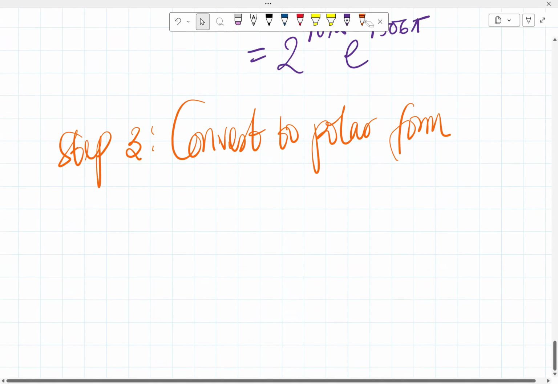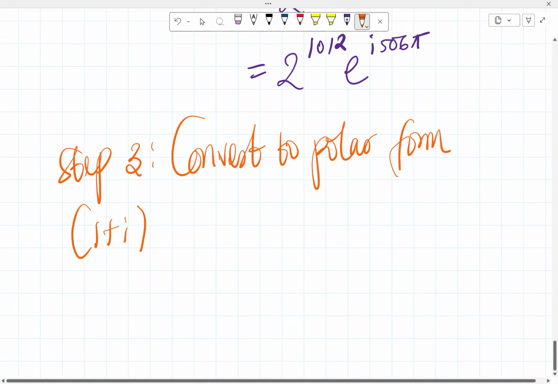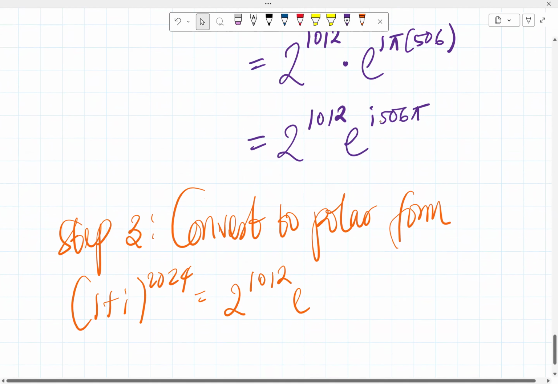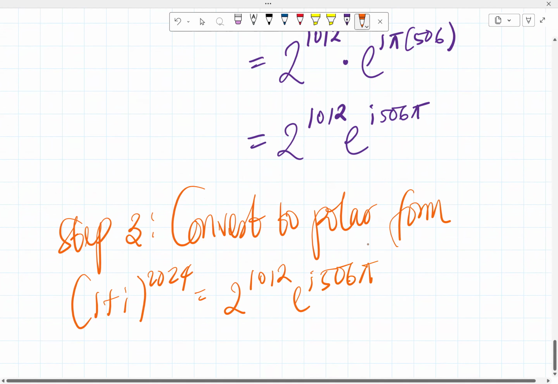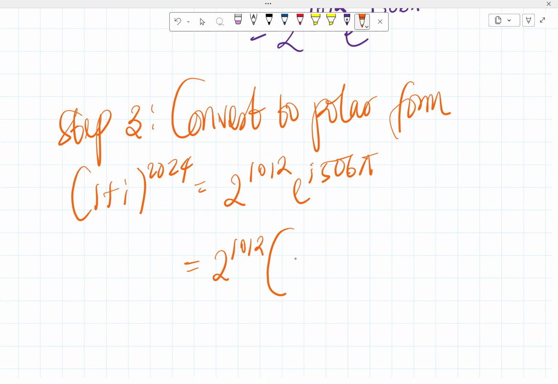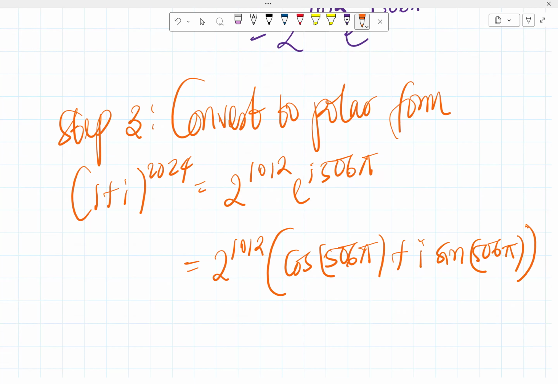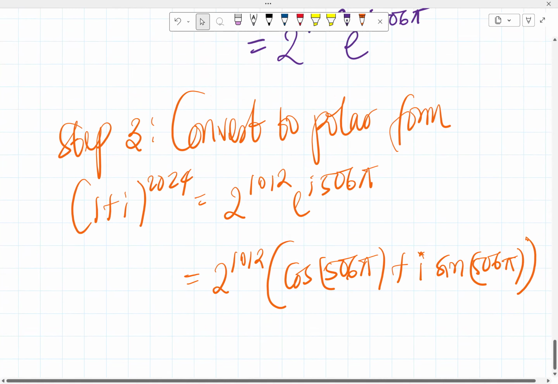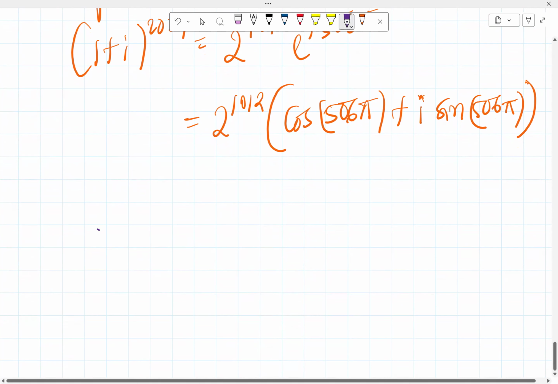Convert to polar form. We know already that (1 plus i) raised to the power 2024 is equal to 2 raised to the power 1012 e raised to the power i 506 pi. And if we write it in polar form, that's 2 raised to the power 1012 times (cos 506 pi plus i sin 506 pi). So the next thing is to simplify. I can call that step 4.